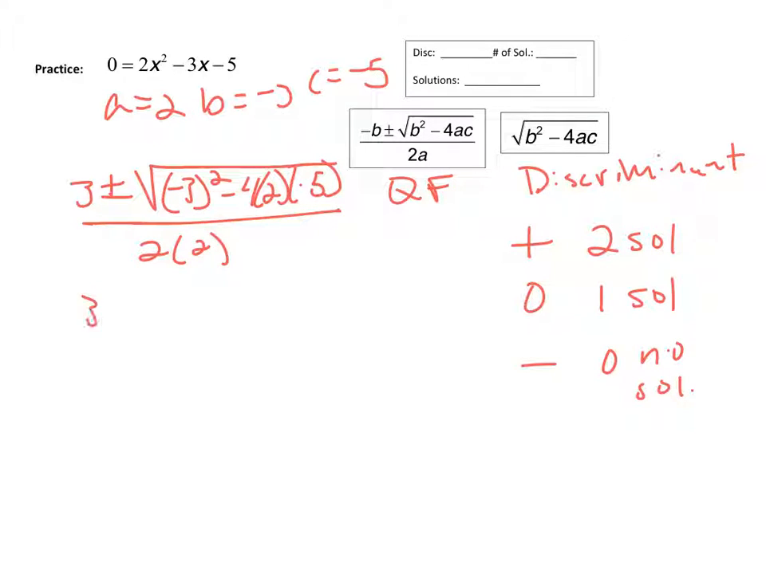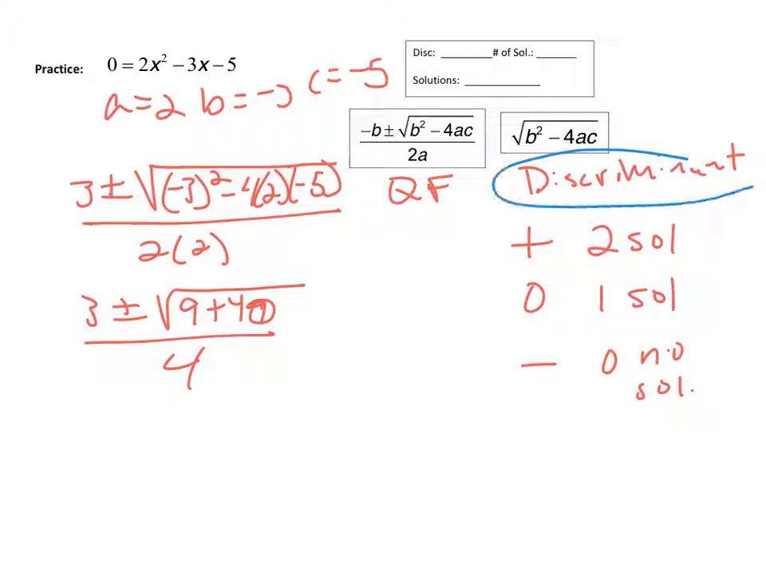So we end up with 3 plus or minus the square root of 9. And then negative 4 times negative 5 is 20 times 2 is 40, so plus 40. Got ahead of myself. Divided by 4. Okay, now I mentioned the discriminant. That's this portion right there, and in that portion we're going to get square root of 49.